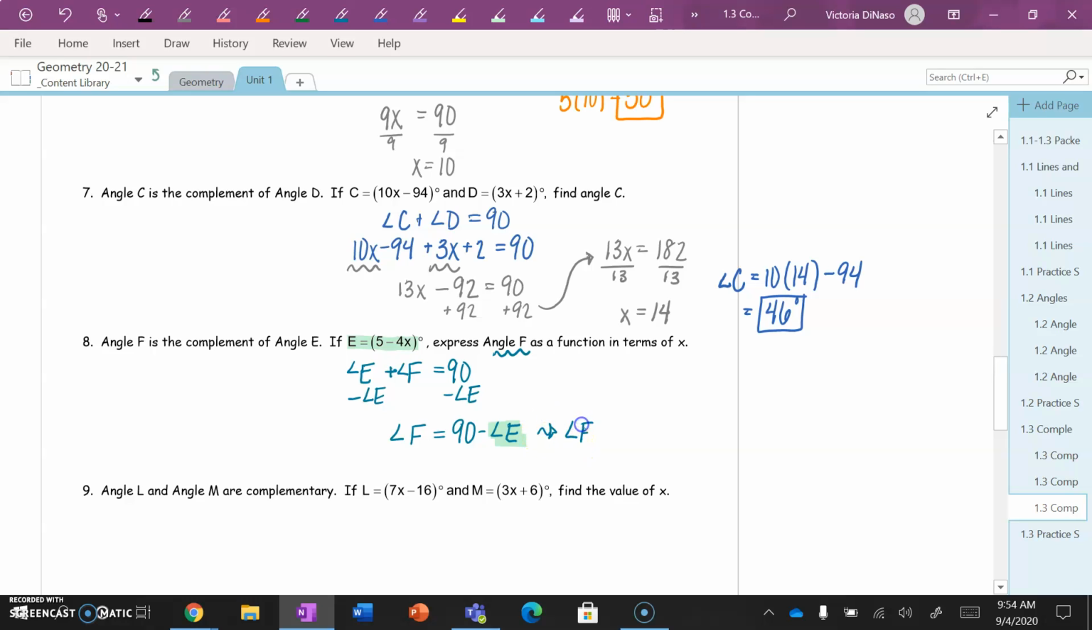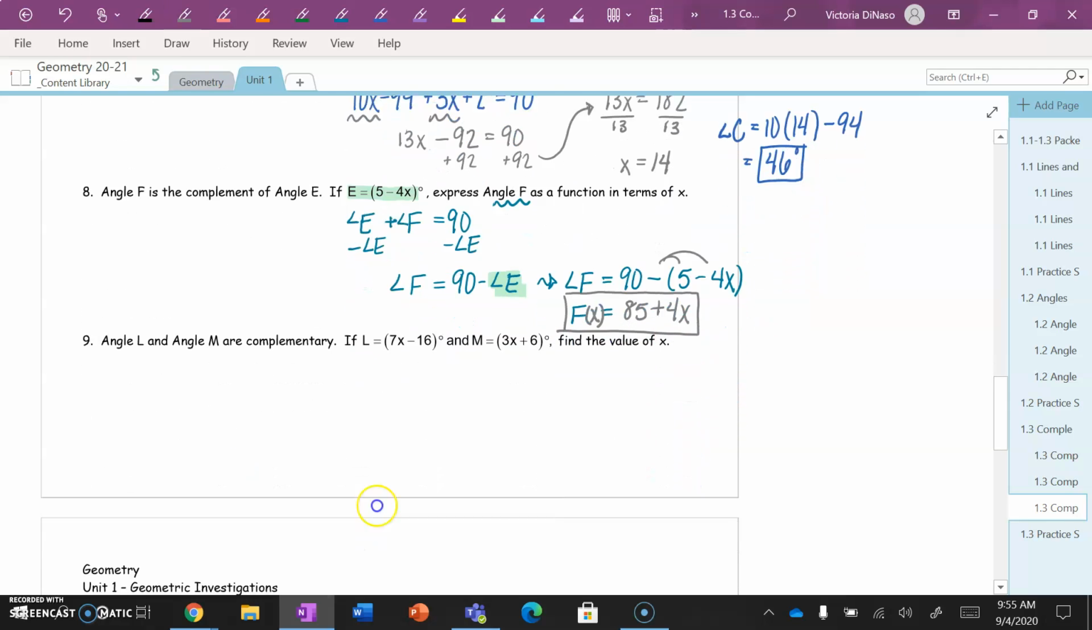So we have angle F equals 90 minus (5 minus 4x), and you're going to go ahead and distribute the negative sign and get this F by itself. Leave the F on the left-hand side, but simplify the right-hand side. You should get that F equals 85 plus 4x. Since we're representing it as a function, we're going to have to put it in function notation. So we have f of x equals 85 plus 4x, and that is our final answer.